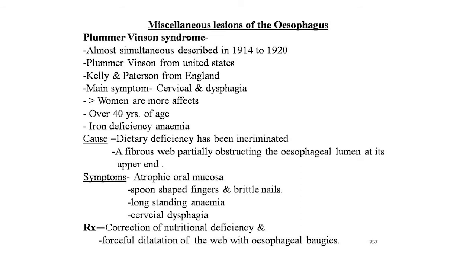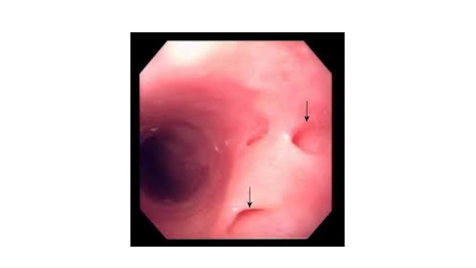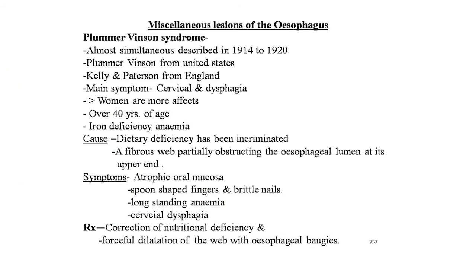Main symptom of this syndrome is cervical dysphagia. Women are more affected, over 40 years of age maximum. Iron deficiency anemia. Causes: dietary deficiency has been incriminated. A fibrous web partially obstructing the esophageal lumen at its upper end. Means at the esophageal upper end there is a fibrous web, that is the Plummer-Vinson syndrome.